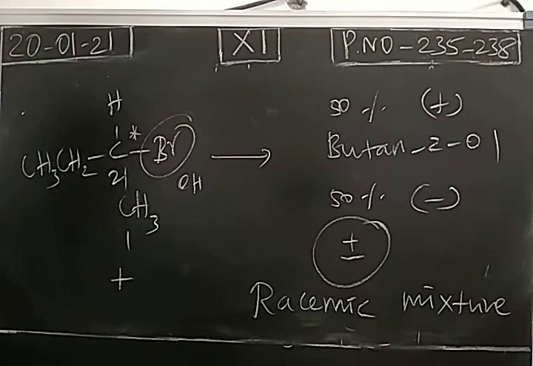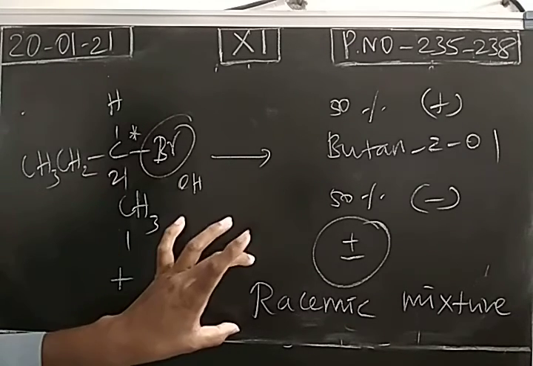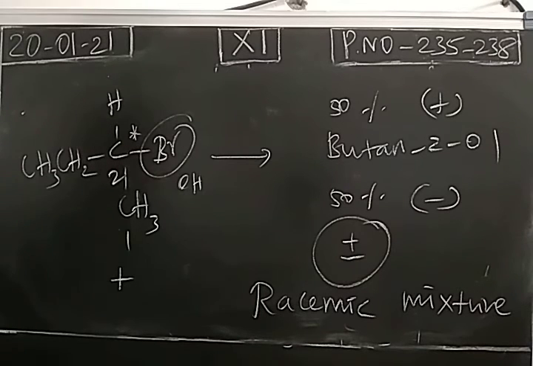And this is optically inactive. Racemic mixture is optically inactive. The mixture contains equal amounts of D and L isomers. It's called a racemic mixture. It is optically inactive. So an optically active compound will become an optically inactive racemic mixture because of the SN1 mechanism.